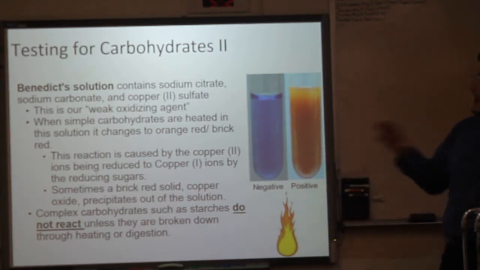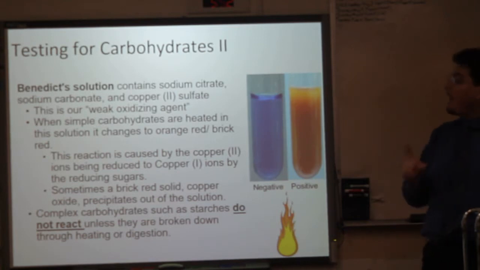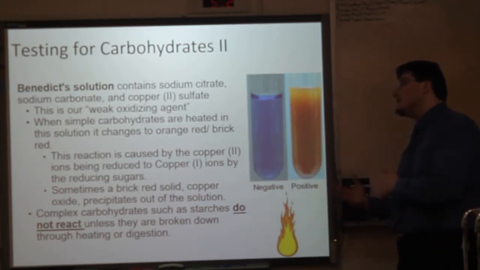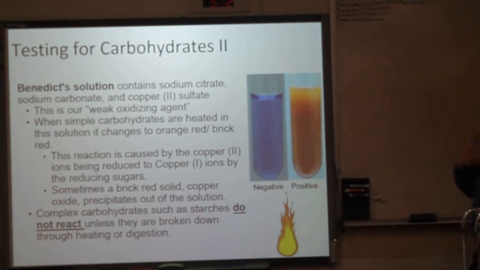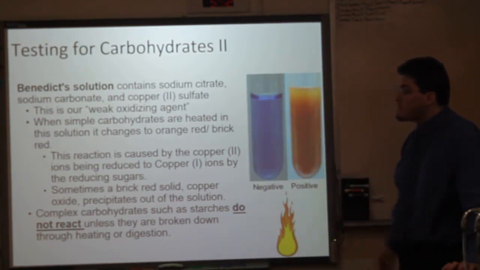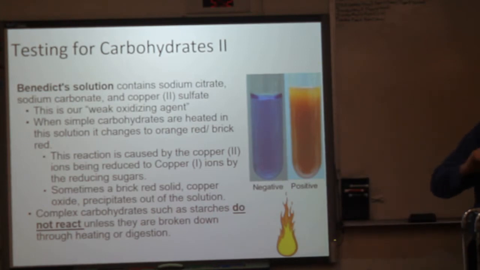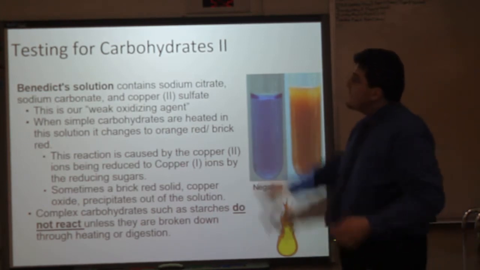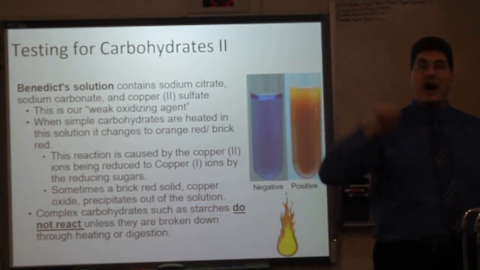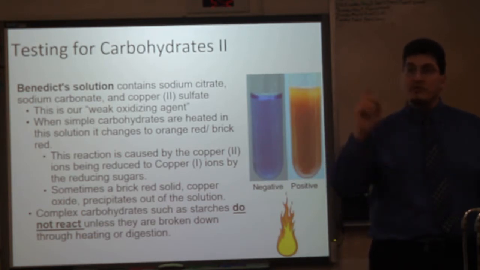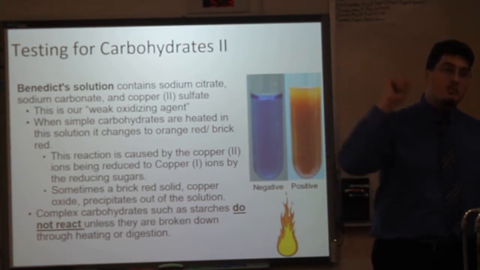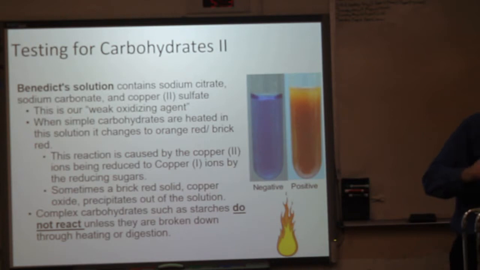This reaction is caused by copper 2 ions being reduced to copper 1 ions by reducing sugars. Sometimes a brick-red solid copper oxide precipitates out of the solution. Complex carbohydrates such as starches do not react unless they are broken down through heating or digestion first. So, Benedict's solution will not detect non-reducing sugars. They will not detect starches. They will not detect polysaccharides. You must break down polysaccharides and non-reducing sugars first.